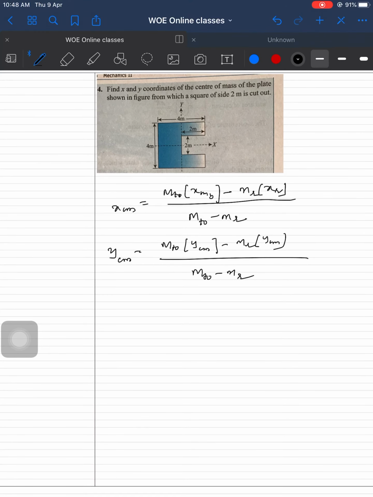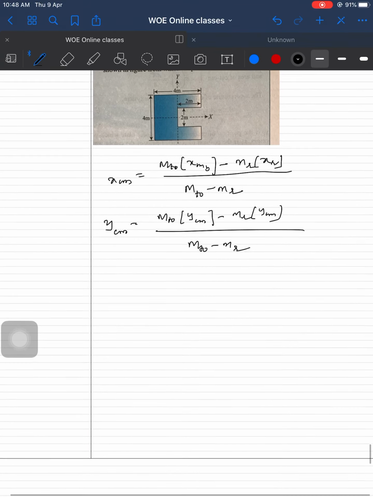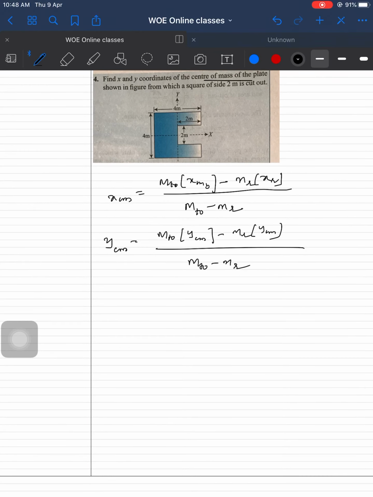In this case, x and y are the coordinates of the center of mass of the plate. This plate is two dimensional. What should we consider? Total mass by total area remains constant. A square of side 2 is cut, which is nothing but some portion is lost.